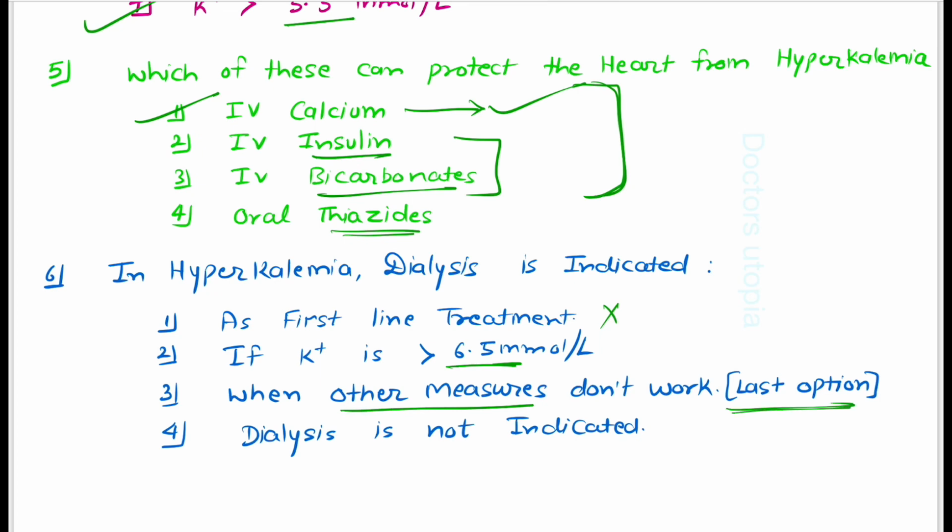Yes, it's right, correct answer, because whenever we have hyperkalemia we use first of all the calcium, we try the insulin, we will try the beta 2 agonists, we will try bicarbonates, but the dialysis is the end option, like the last option. When nothing is working, in that case we should use the dialysis. Dialysis is not an absolute indication in hyperkalemia. It's written in every guideline.